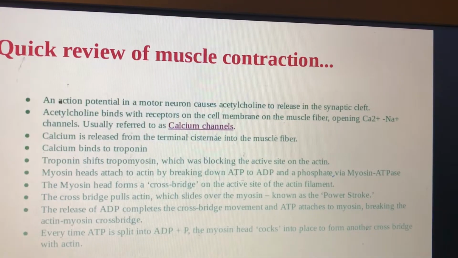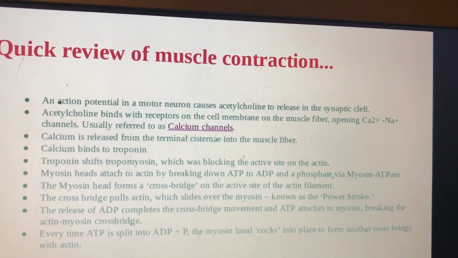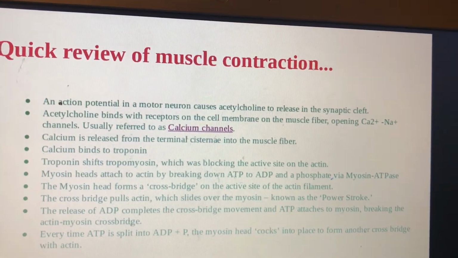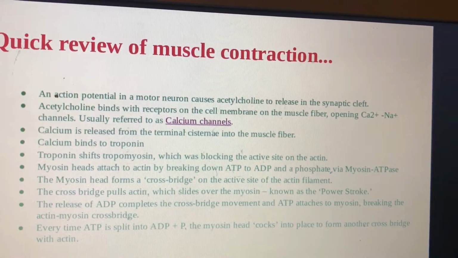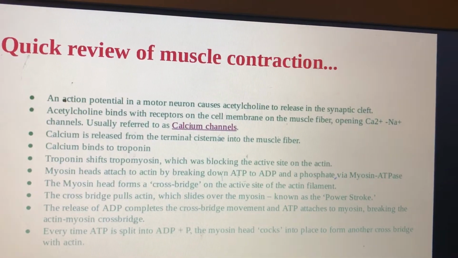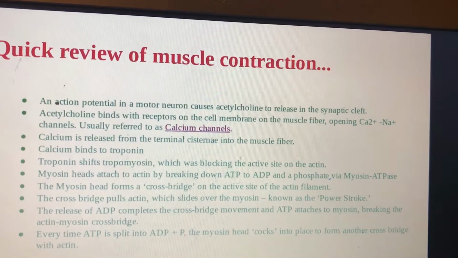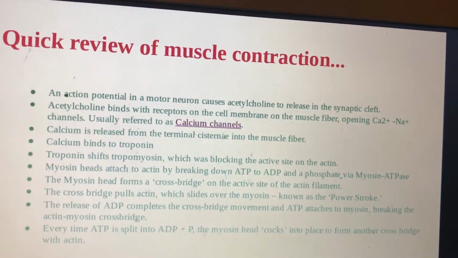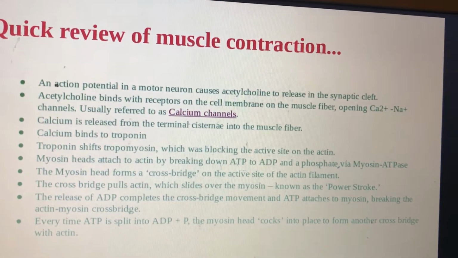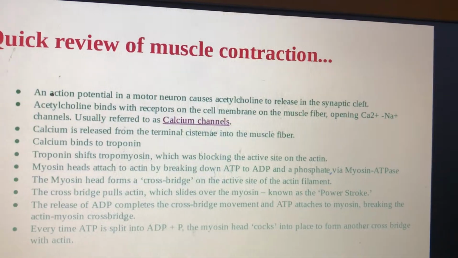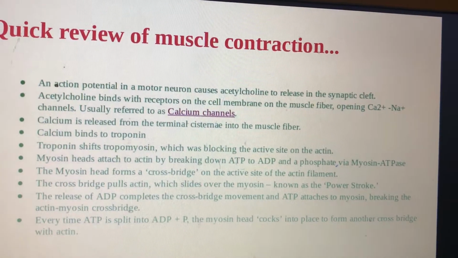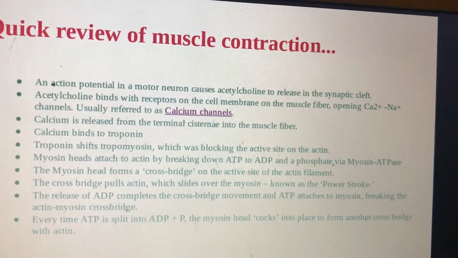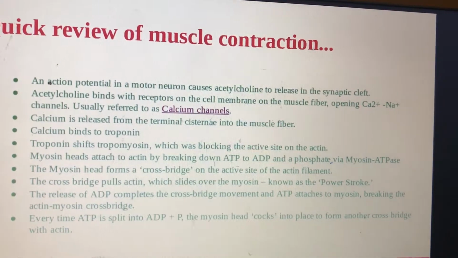Myosin heads attach to the actin by breaking down the ATP into ADP and phosphate via the myosin. The myosin head forms a cross bridge on the active site of the actin filament. Then that cross bridge pulls actin, which slides over the myosin, known as the power stroke. The release of the ADP completes the cross bridge movement, and ATP attaches to the myosin, breaking the actin-myosin cross bridge. And every time the ATP is split into ADP, the myosin takes place to form another cross bridge with the actin.